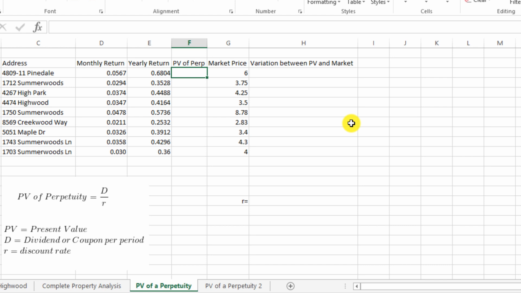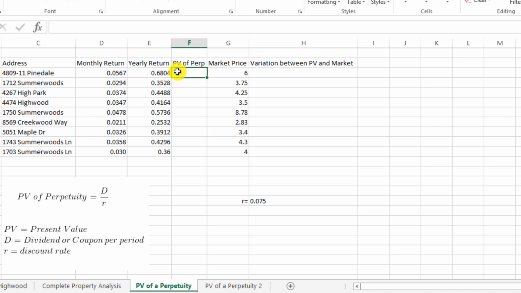So let's get right into it. To find the present value of a perpetuity, you're going to take the dividend or the coupon per period, which in this case is going to be 1 year, and you're going to divide that by the discount rate. Now, the discount rate can be up for discussion. Normally you would use a risk-free rate, but in this case I'm going to use 0.075, which is the historic return for the S&P 500. If you'd like to use a different number, you're more than welcome to.